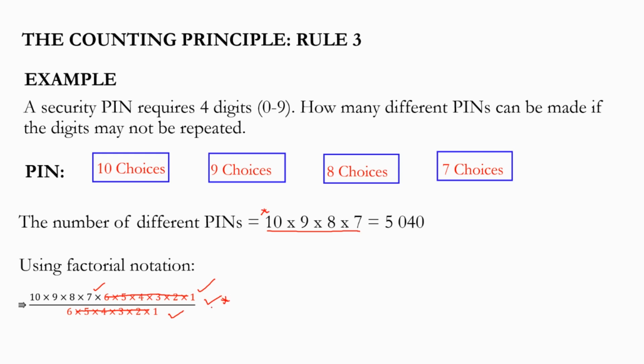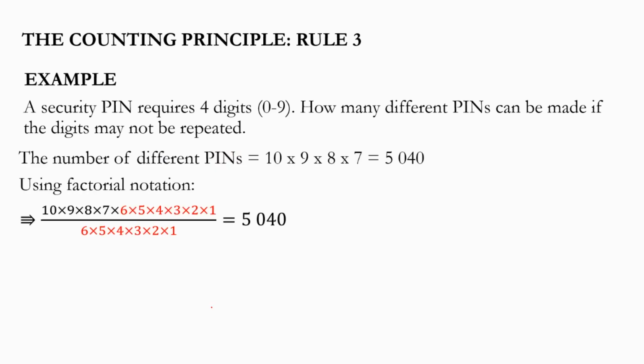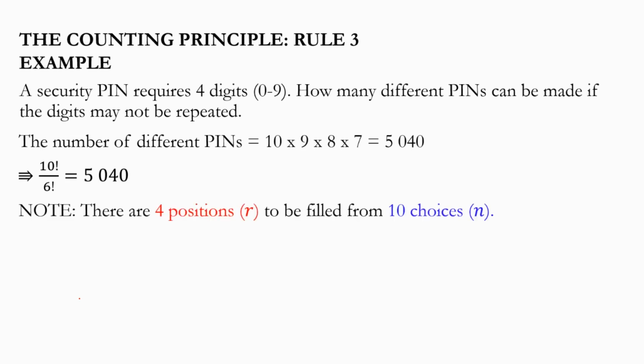Here, we're just bringing in the factorial notation. Right, and so now we're saying this is 10 factorial divided by 6 factorial, which is still 5040. You can use your calculator and see that. But now, if you check this denominator, how can we get this 6? Actually, there are 4 positions, which is represented by R, to be filled by 10 choices, which is represented by N. And if you say choices minus the positions, we're getting our 6. Do you see that? So N minus R will give us that denominator.